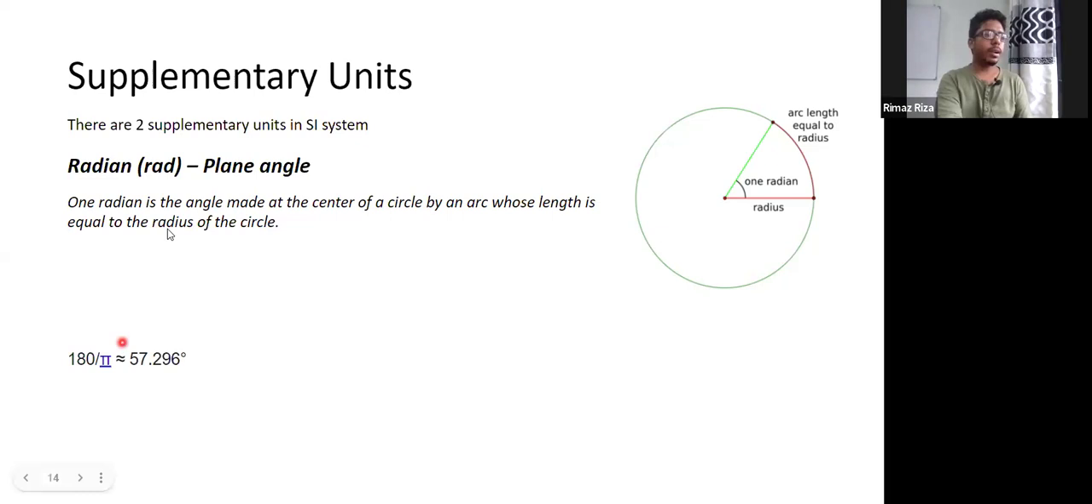One radian is defined as the angle subtended by an arc length which is equal to its radius. So one radian is the angle made at the center of the circle by an arc whose length is equal to its radius, okay.